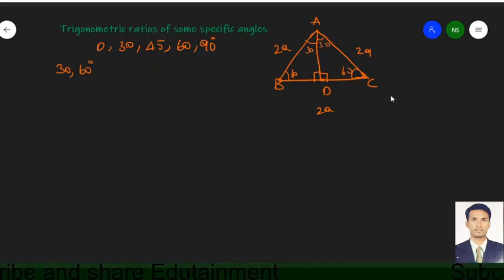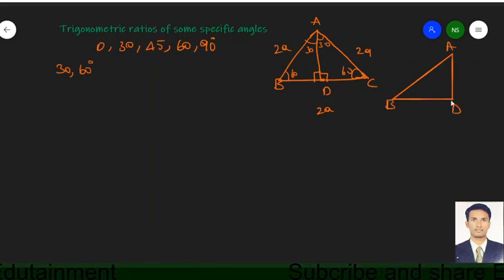Now we will take only one part, which is ABD. This particular part I have taken. The total side is 2A, and half of that one is A. This side will be 2A. Then we can find AD by using Pythagoras theorem. We will get this one as root 3A.